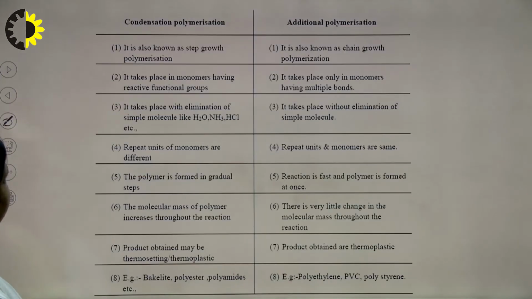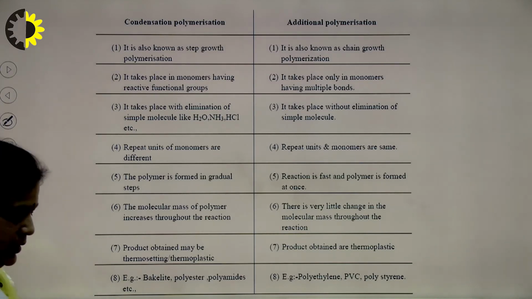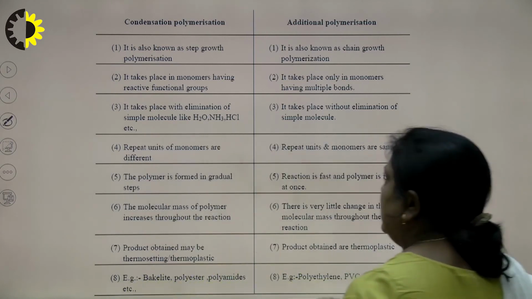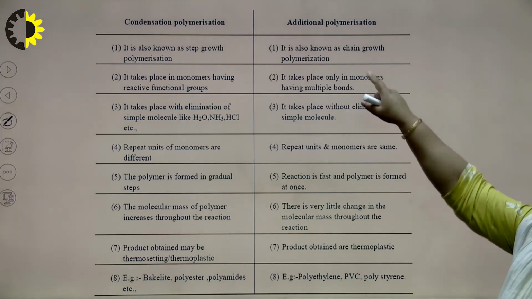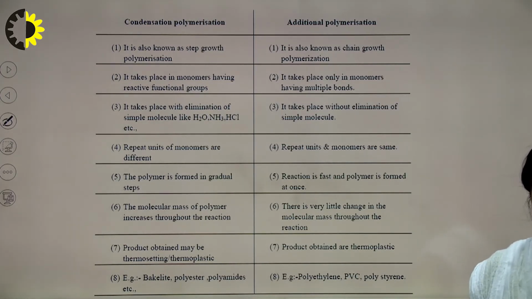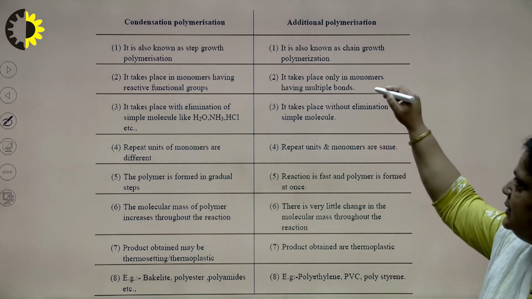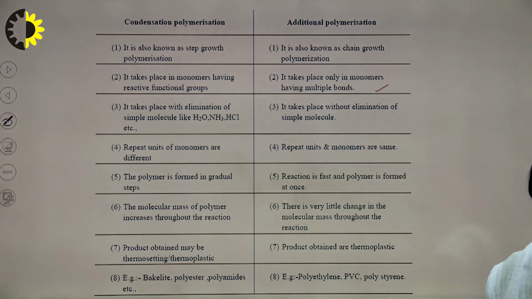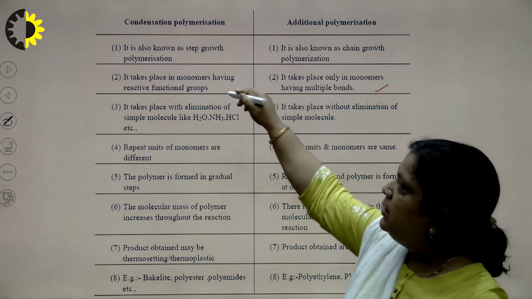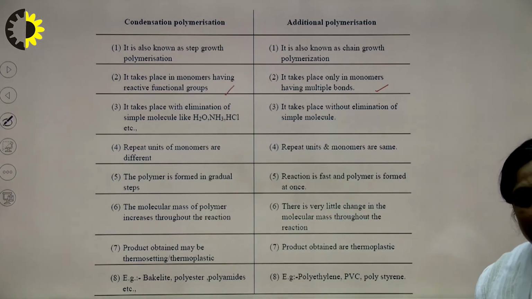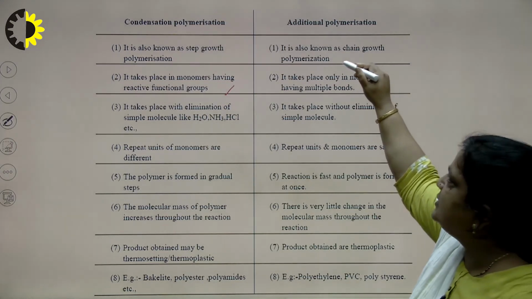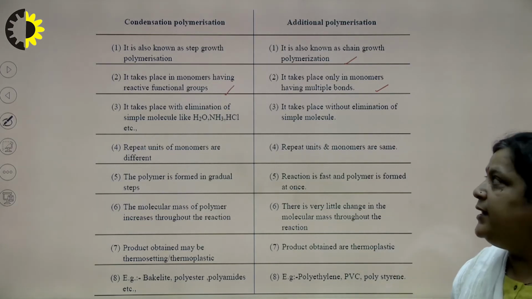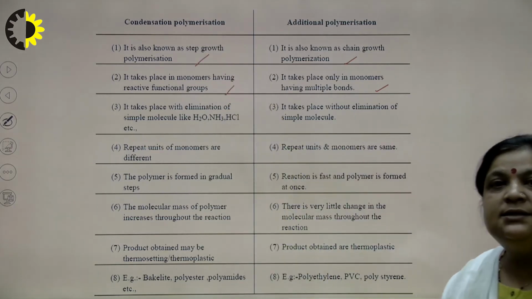Now, the difference between addition and condensation polymerization. Let us take it pointwise. First, in addition polymerization, a multiple bond is required, that is a double bond or triple bond, while in condensation, functional groups are required because something gets liberated. Addition polymerization is also known as chain growth polymerization, while condensation polymerization is known as step growth polymerization.